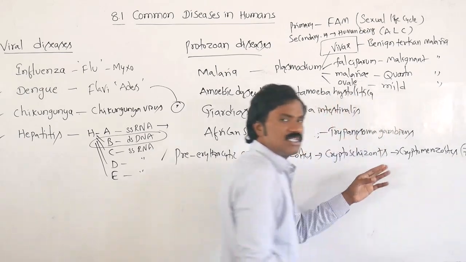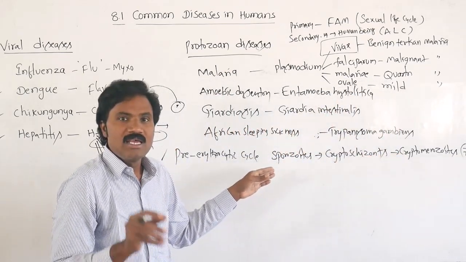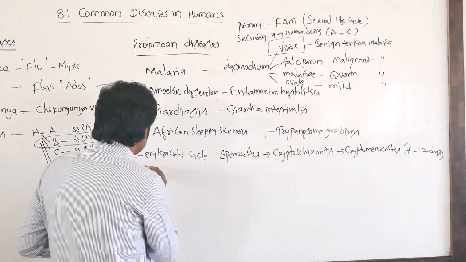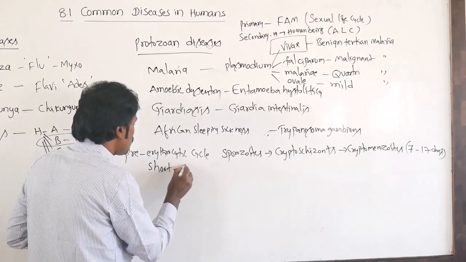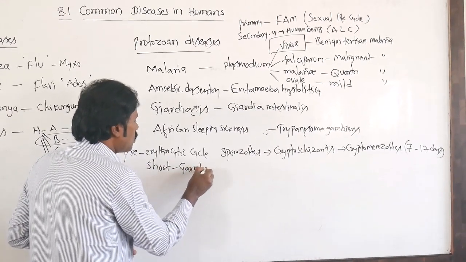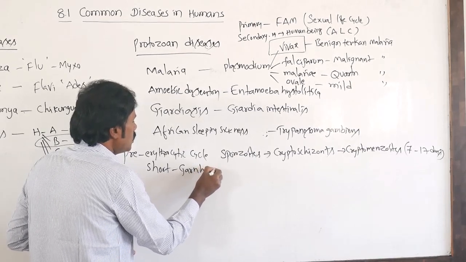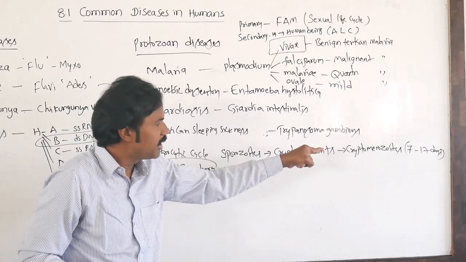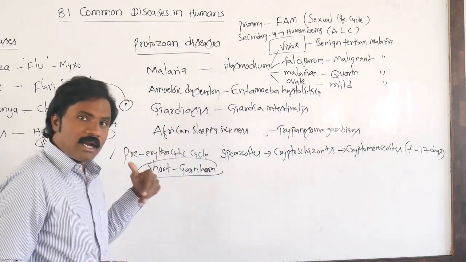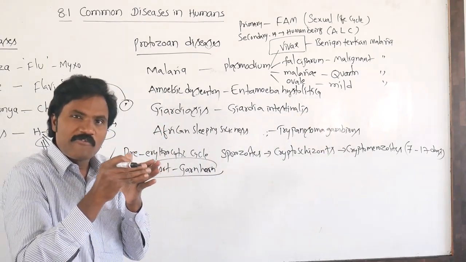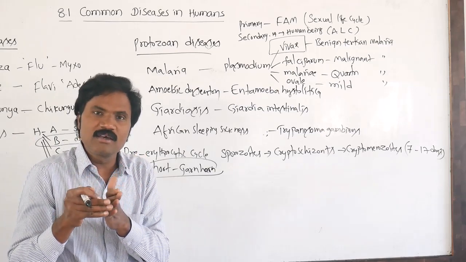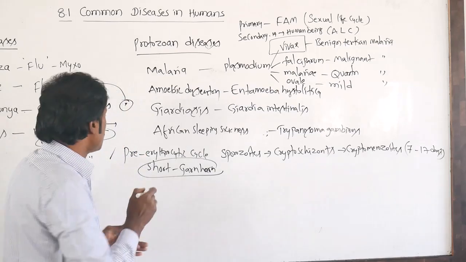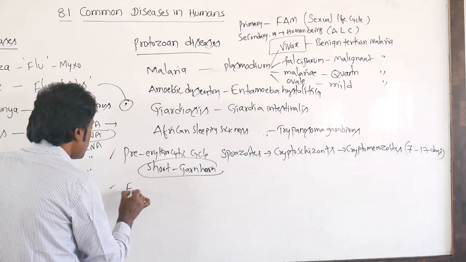Which scientists explained the pre-erythrocytic cycle? Short and Garnham. Short and Garnham explained the pre-erythrocytic cycle. Then it enters, with the help of veinlets, into the RBC. That is the erythrocytic cycle.